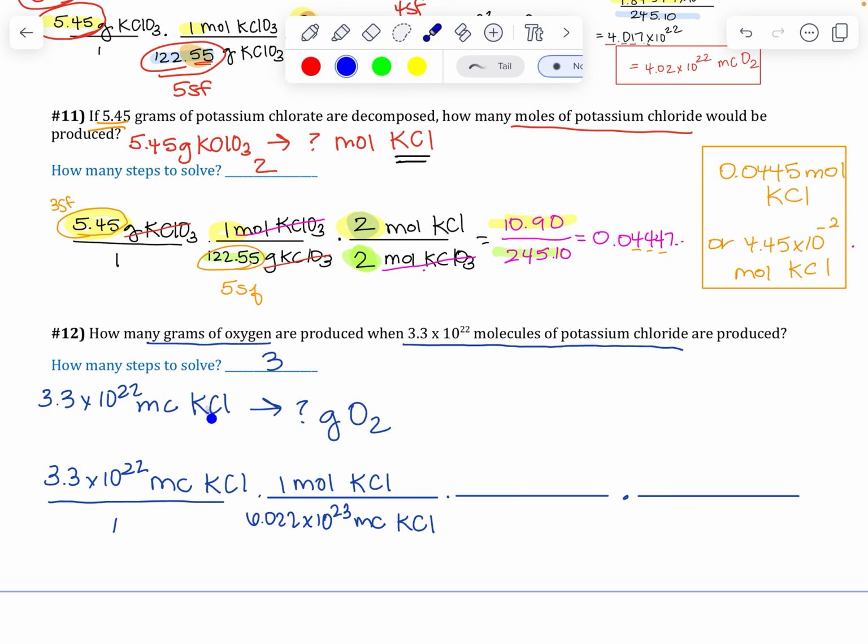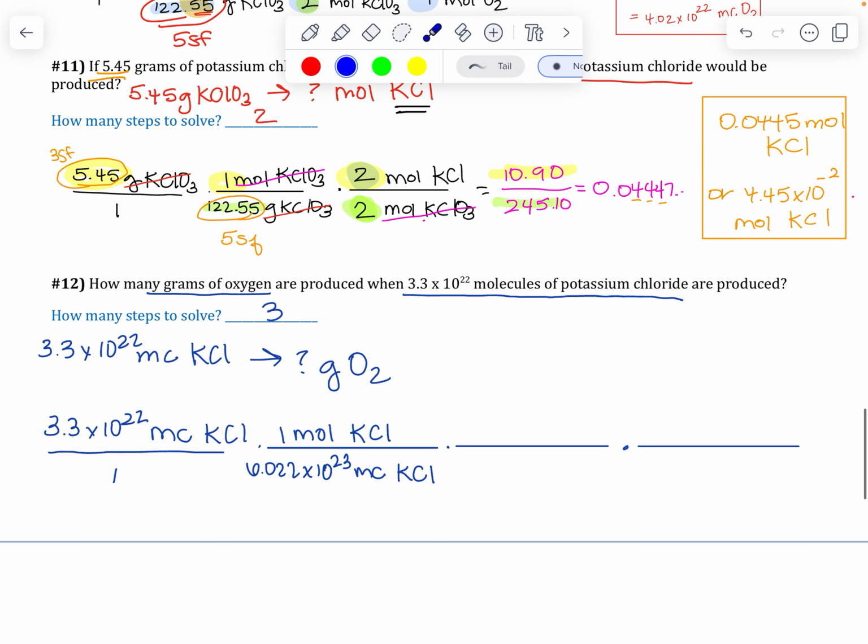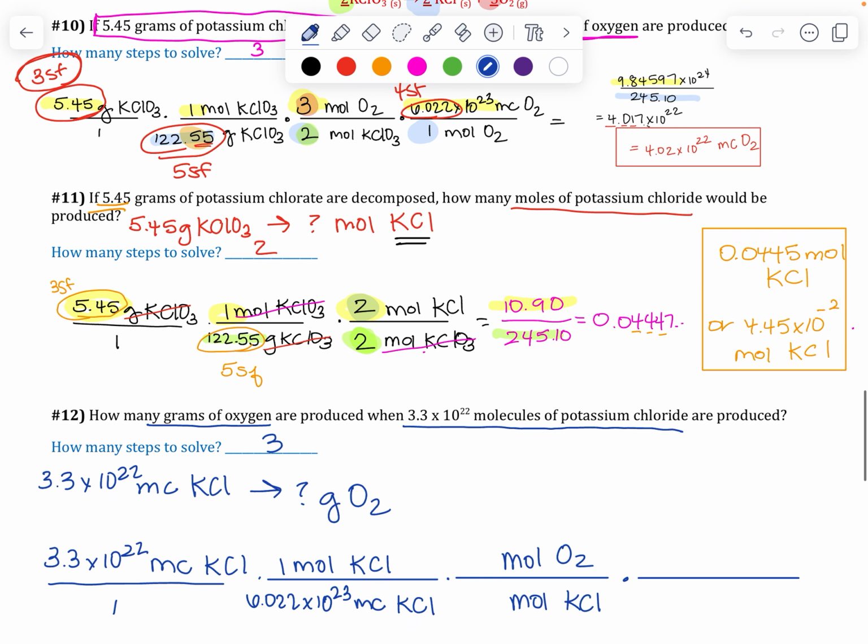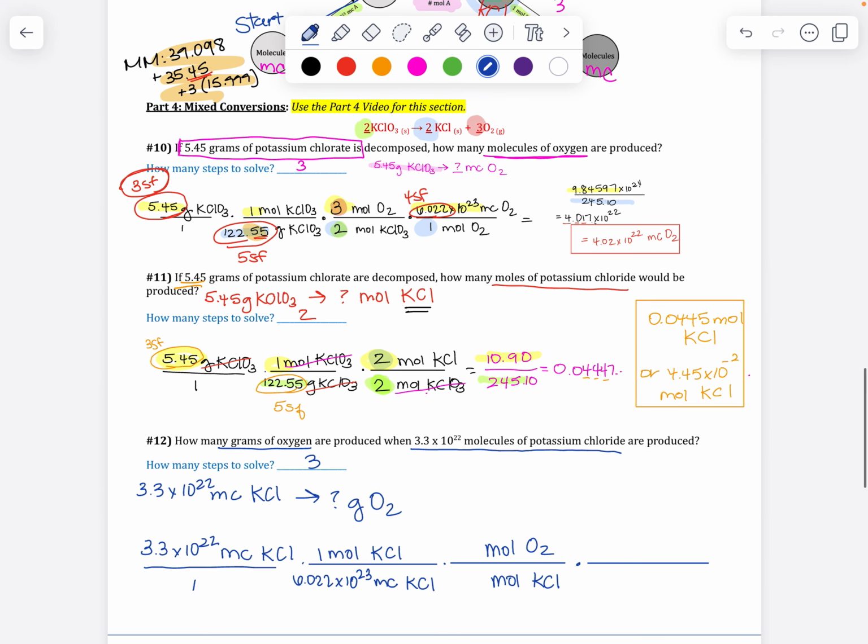I'm at moles, so to get from KCl to oxygen, I need to use that mole ratio. So moles of potassium chloride, moles of oxygen. I want moles of oxygen, so that goes on the top. I find the values for that from my reaction. So my moles of oxygen, here I have 3 moles of oxygen, and my moles of potassium chloride, 2 KCl, so a 2 on the bottom.